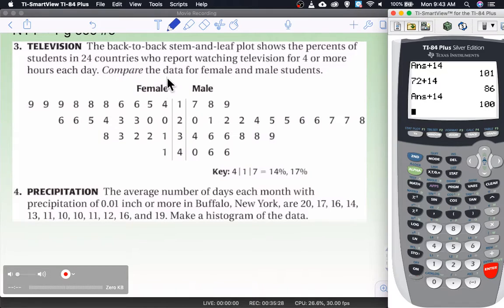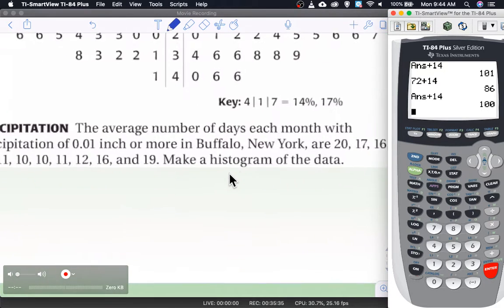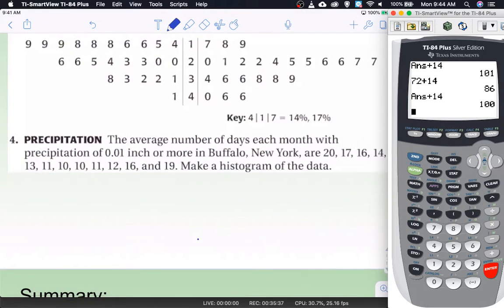And that's just comparing. That's saying how they're similar and how they're different. This last one here is making a histogram. So we need our frequency table with our intervals.